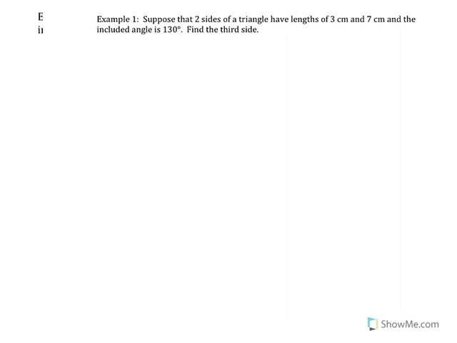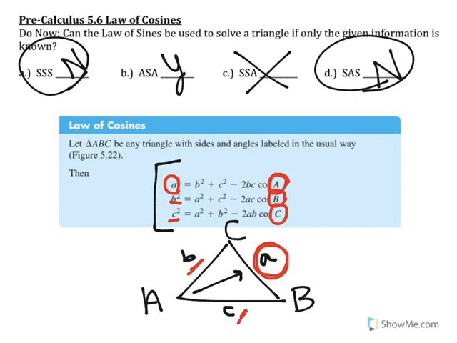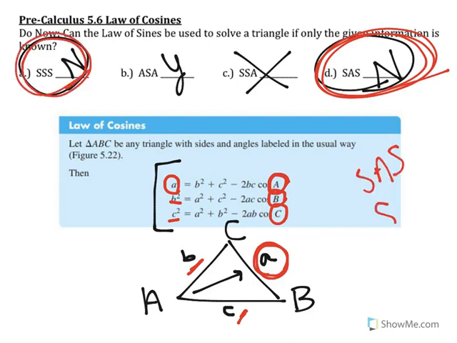Okay, so our first example says, suppose that 2 sides of a triangle have lengths of 3 centimeters and 7 centimeters, and the included angle is 130. Find the third side. So there is one thing that I forgot to mention that I'm going to put here. Like I said, we're going to use law of cosines when we have SAS set up and SSS. So SAS and SSS set up for our triangle. So when we're given 3 sides or 2 sides and the angle in between, which we call the included angle.